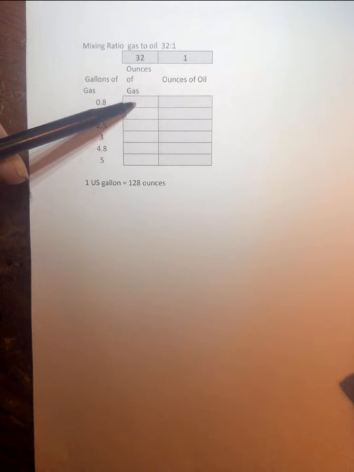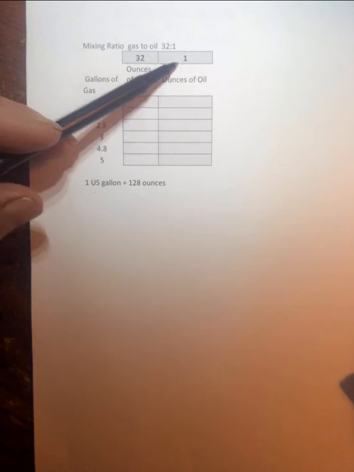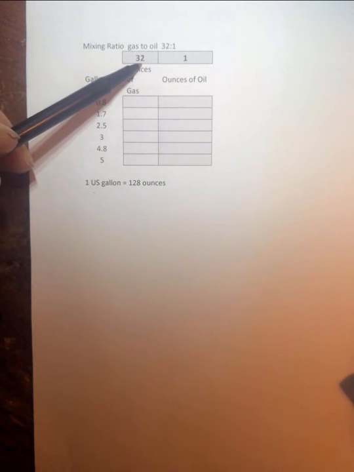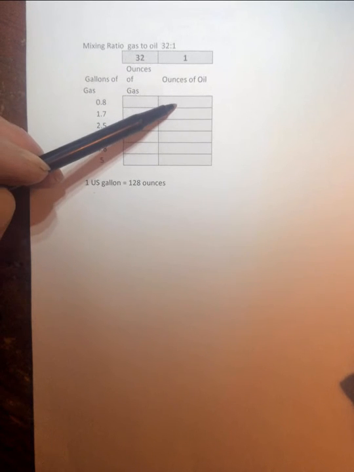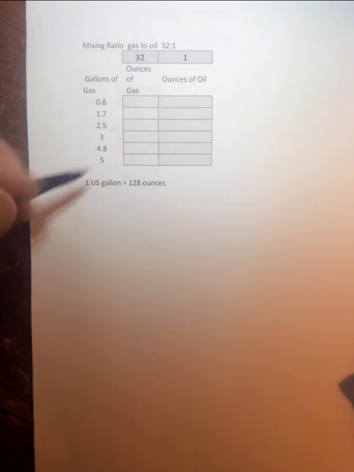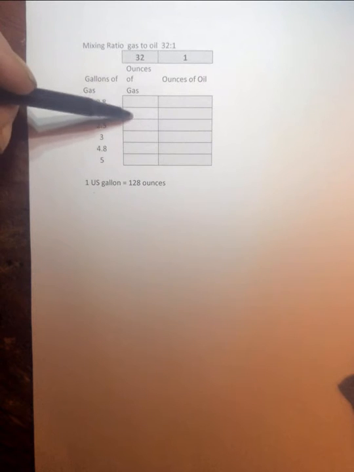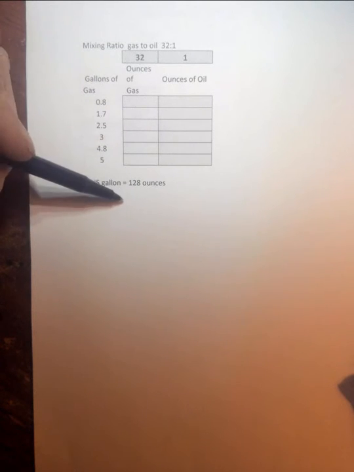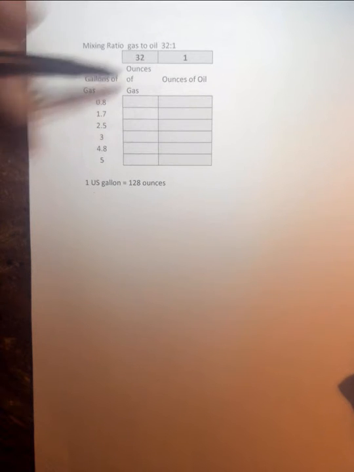So I'm going to show you how to do this, and then the mixture is 32 to 1. That means there's 32 ounces of gas for every 1 ounce of oil, so we need to figure out how many ounces of oil. But first, let's figure out how many ounces of gas. So I can do this with the proportion. You're going to do it with cells, so I really don't want to solve the problem. I just want to see what formula is going to go in here.